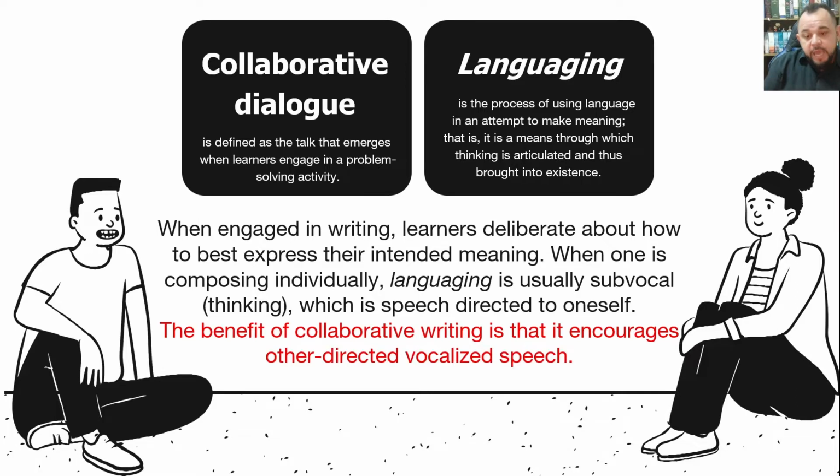So when engaged in writing, learners deliberate about how to best express their intended meaning. Okay, so you do that also when you are composing individually. When you're thinking to yourself, languaging is usually subvocal, that's thinking, which is speech directed to yourself, right? So the benefit of collaborative writing is that it encourages other-directed vocalized speech. So you say what you think out loud.